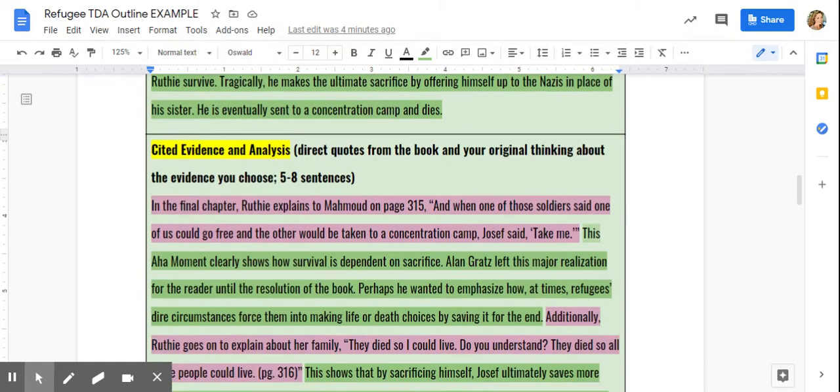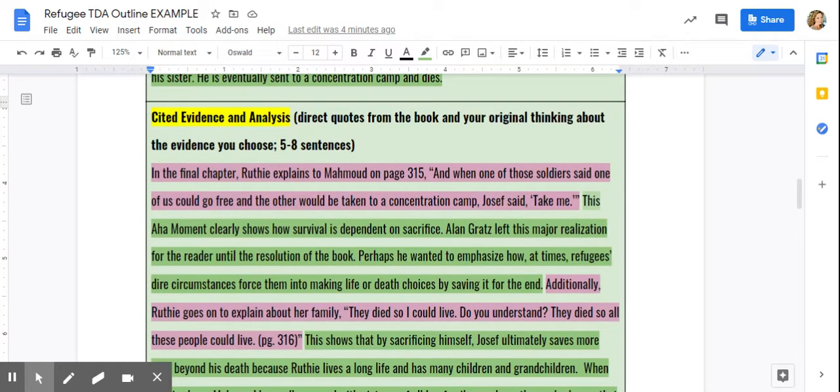Then I said in another sentence, perhaps he wanted to emphasize how at times refugees' dire circumstances force them into making life or death choices by saving it for the end. What I mean by that is he saved this big realization, and how all the stories kind of tied together, until the very end of the book. And I just thought maybe he saved this to really emphasize the sacrifices that refugees make. So that's just one piece of evidence. To have a really solid argument, you really should have two.